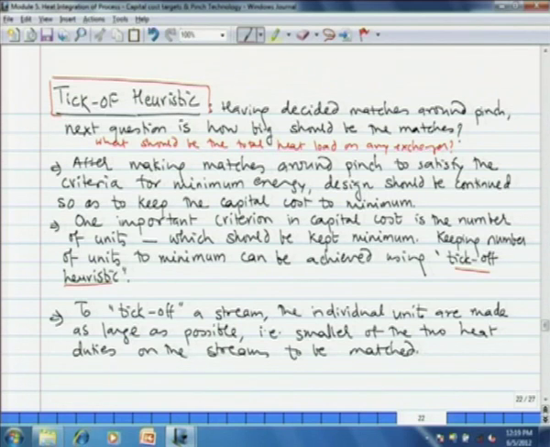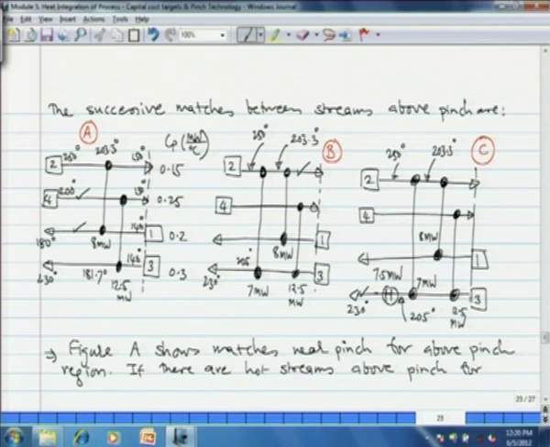In that, we take the smaller of the two heat duties on the streams to be matched. Which means that whenever we are matching two streams, the target temperature of either of these streams should be met, which means that stream goes off the design, which means the total heat duty on that particular stream is satisfied. Let us see this particular constraint, the Tickoff heuristic, with the same example that we are working with, two hot streams and two cold streams.